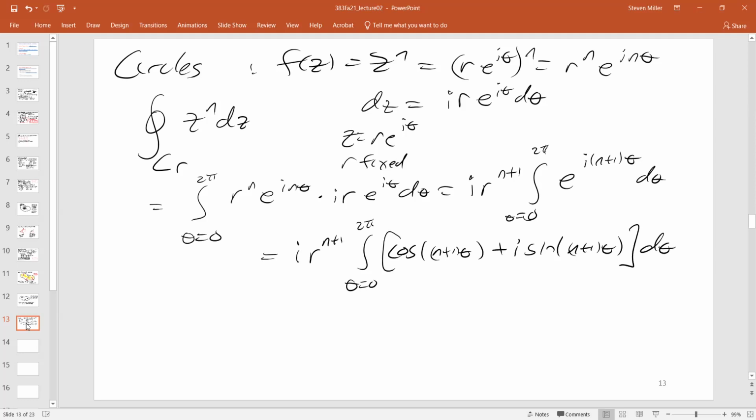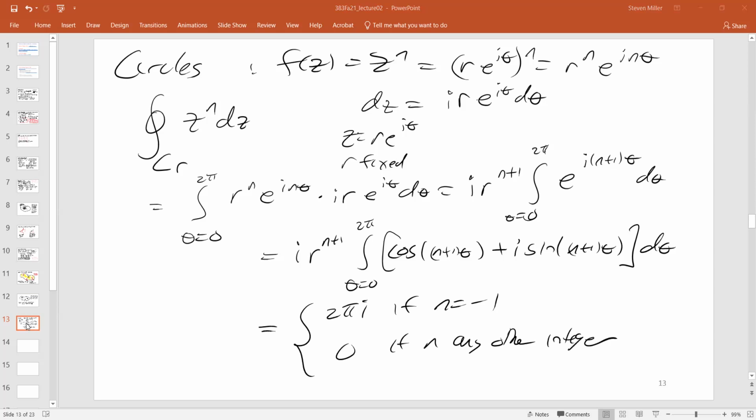So if you integrate sine or cosine along a complete cycle, what do you get? 0. So if I integrate it over many complete cycles, what do I get? 0. There's only one choice of integer n where this is not going to be 0. What is that choice? -1. When n equals -1, you just have the cosine of 0 plus i sine of 0, so we get 2 pi. So it's 2 pi i if n equals -1, and 0 if n is any other integer.